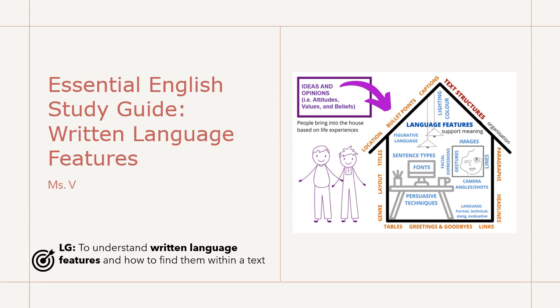Welcome back to the sixth installment of Essential English Study Guides, a series of videos dedicated to helping you with those pesky concepts in English that you just need to wrap your head around. I am Ms. V, and today I'm going to continue to take you through that crazy house analogy that you may see pop up from time to time.